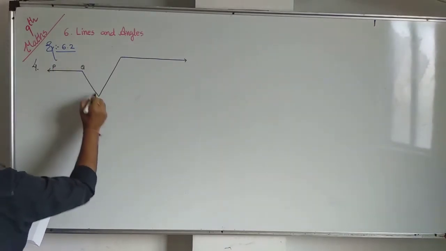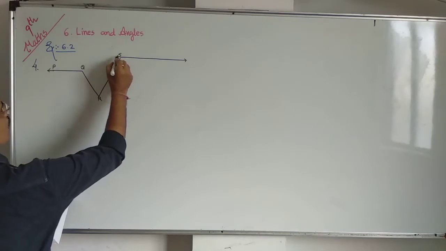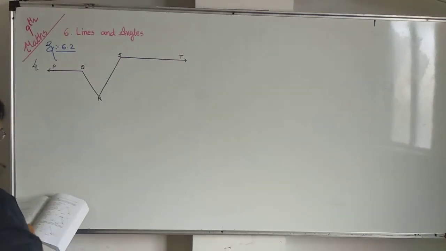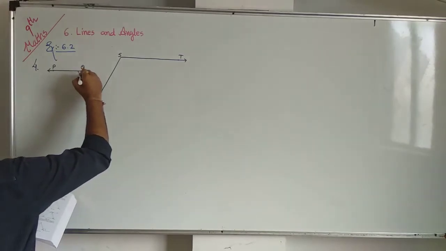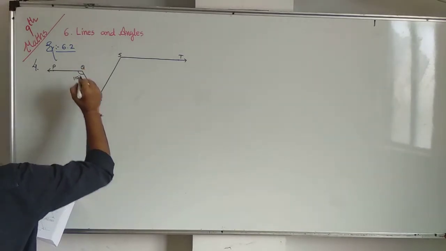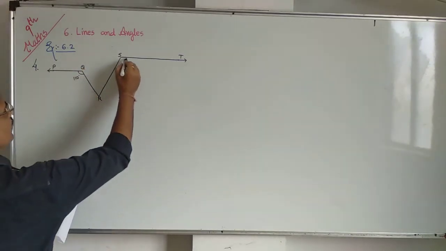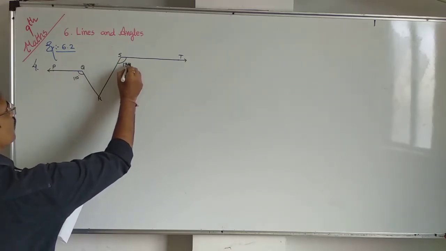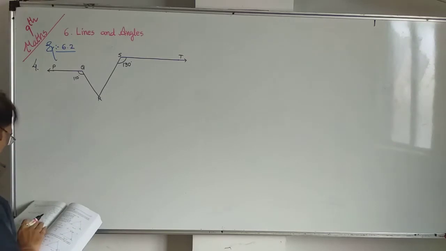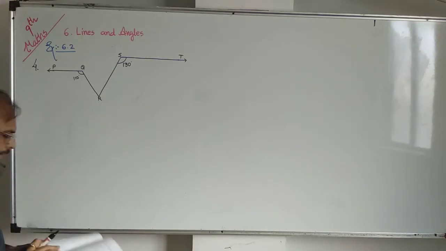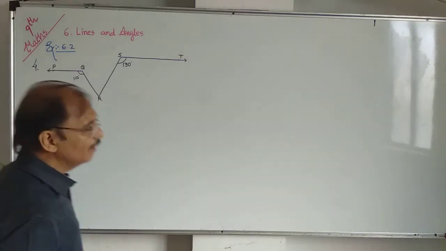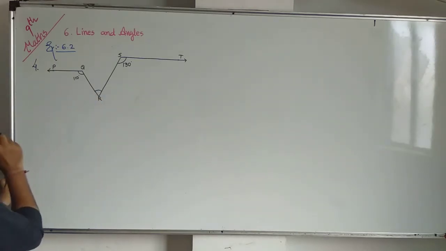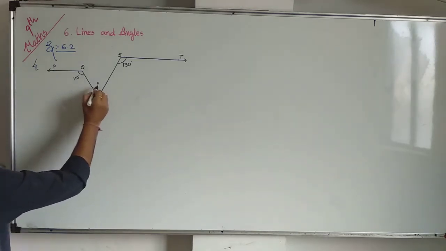P, Q, R, S, T. Angle Q is given 110. Angle S is given 130. Okay. Find angle QRS. This angle we want to find. So this is the question.